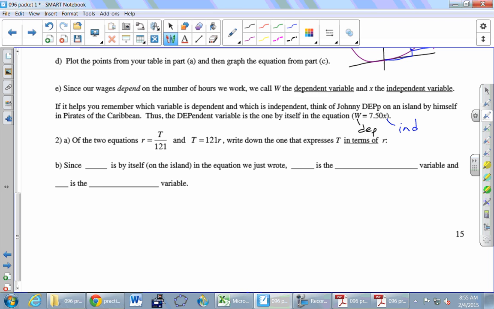Cody? Okay, so I'm asking you to recopy one of those equations. You can just put it right over here, but copy the right one. One of them expresses t in terms of r. So think very carefully about that phrase in terms of, which we defined earlier, and then rewrite one of those equations.